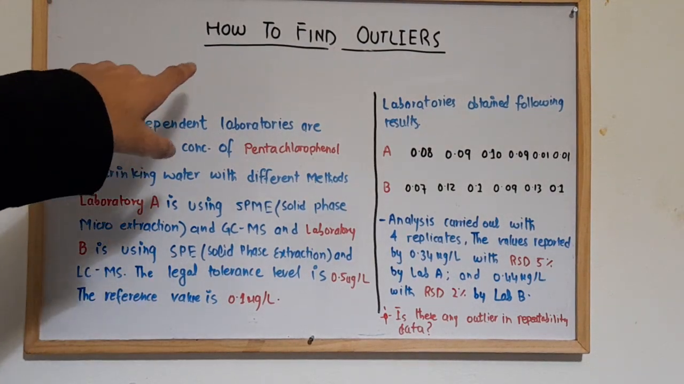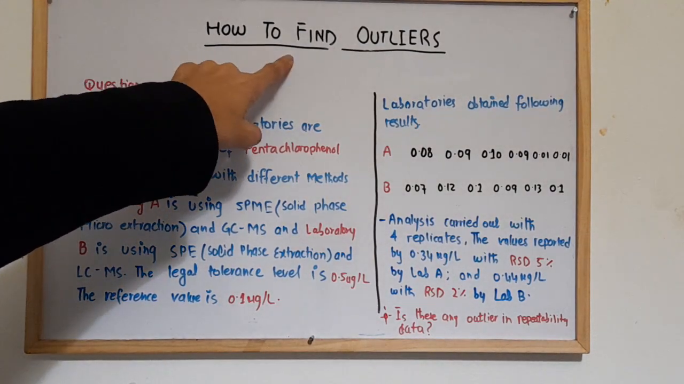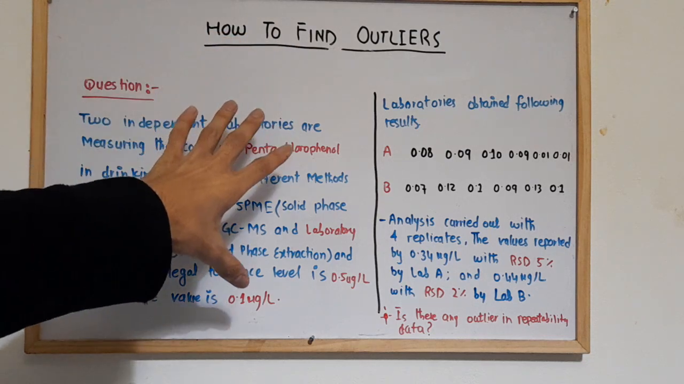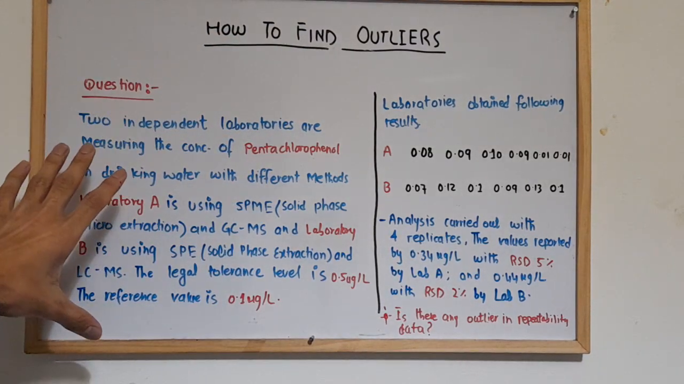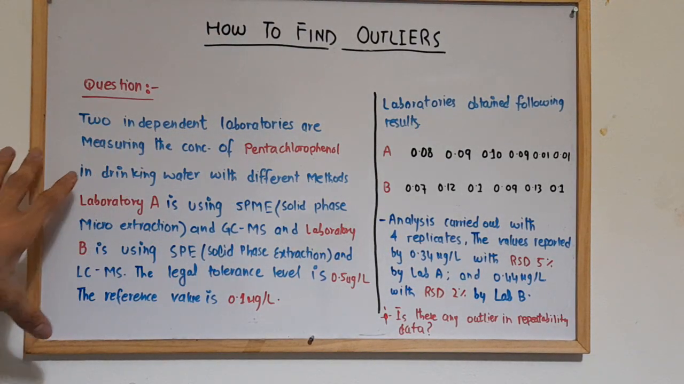Welcome to our channel. In today's lecture, we're going to talk about how to find an outlier in statistics data. This question is taken from the exam paper of Kingston University.